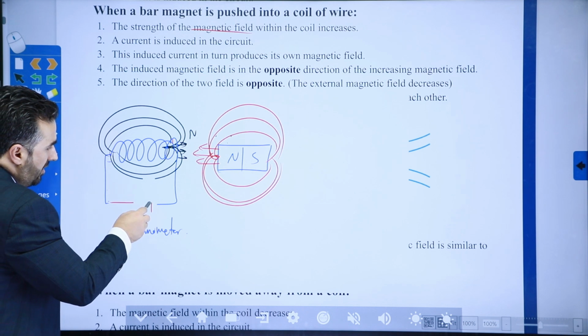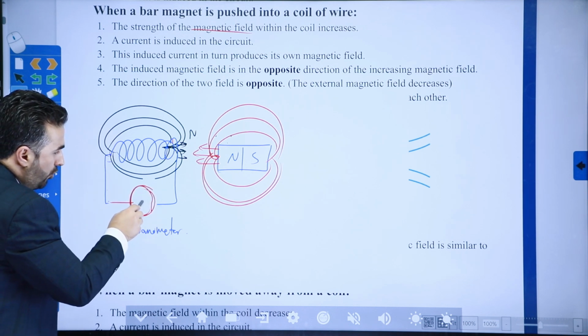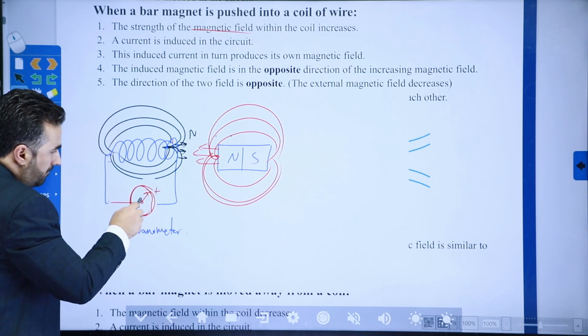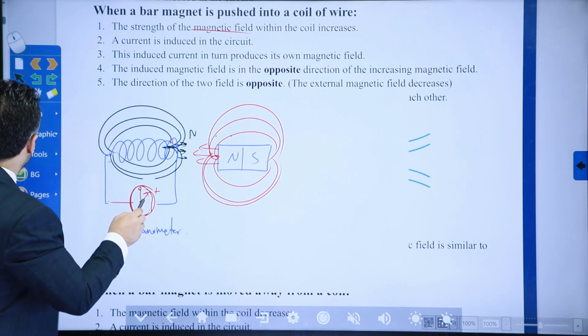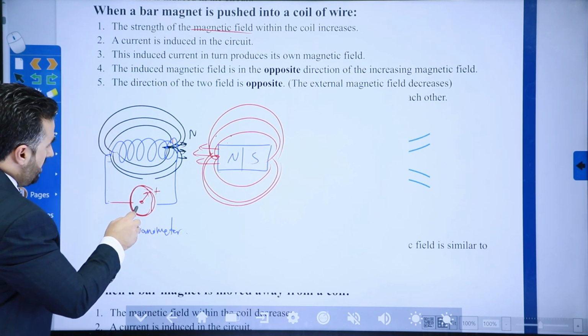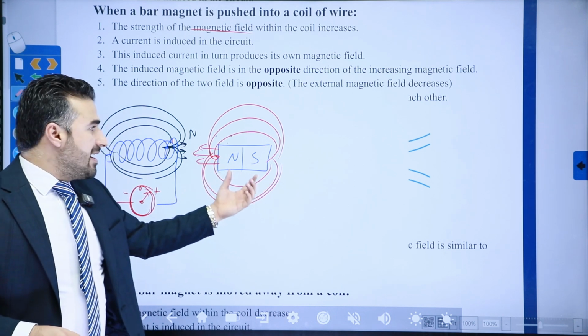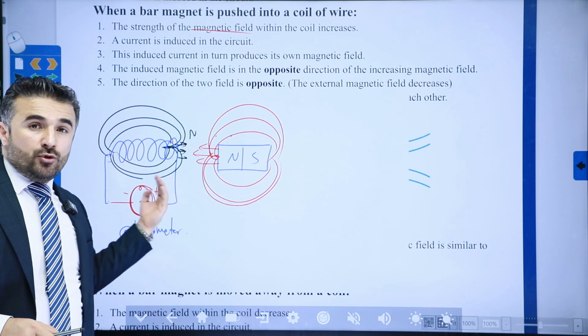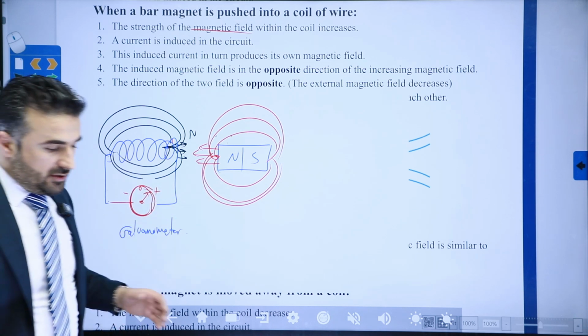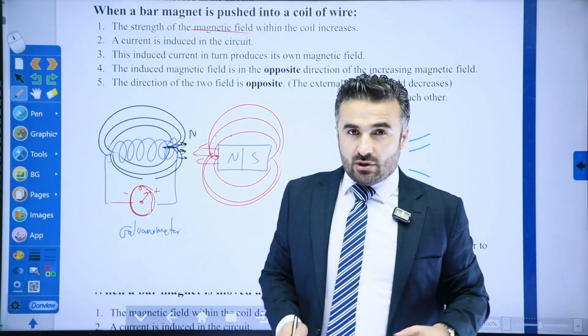So we can say that was the galvanometer. That is true when this is 0. Let me just go back to this. That is true when the magnet, or this magnet, is trying to approach this coil right here. So this is what happens. Let's summarize it real quick.